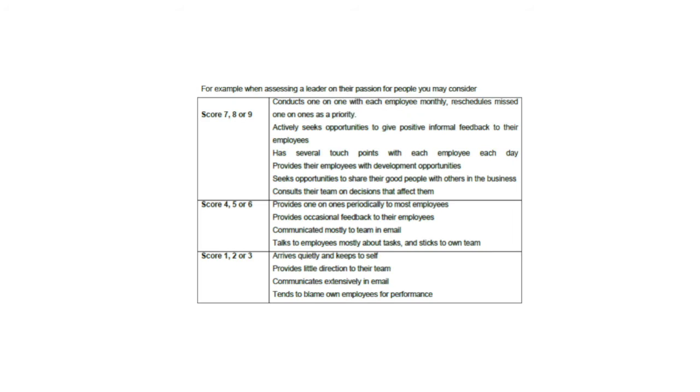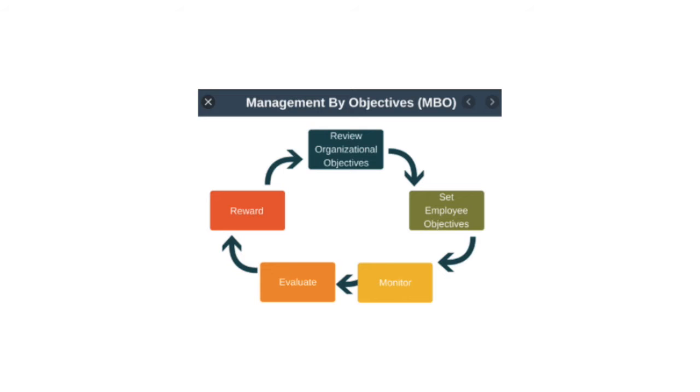The behavior anchored rating scale focuses only on observable behavior and provides examples of the observable behavior for each score. Management by objectives is a process where longer-term goals are set, normally collaboratively for the business as a whole. For more information regarding these techniques, refer to your learner guide.